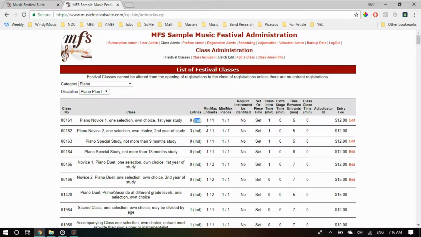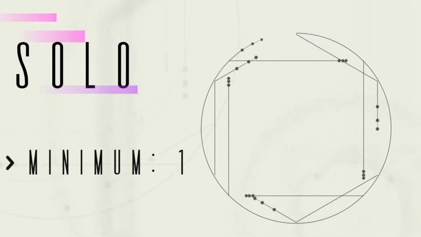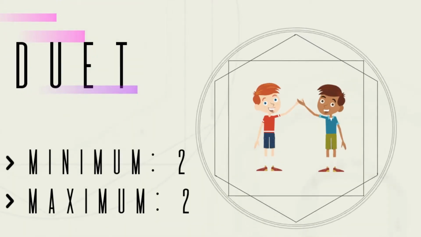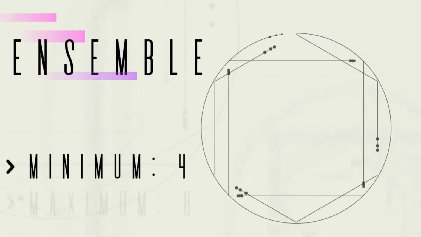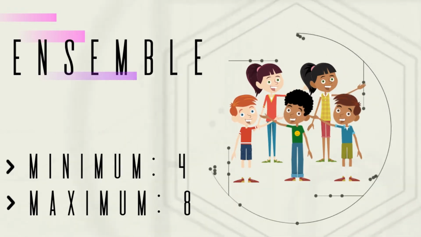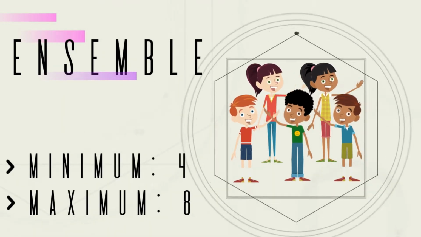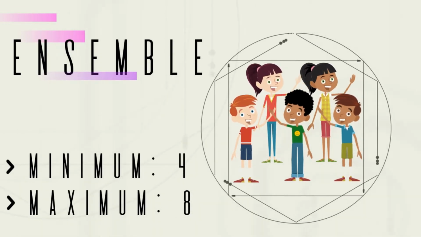The next rule is the minimum and maximum number of entrants. Our software needs to know how many are allowed to enter on the same registration. For example, a solo class would have a minimum and maximum of 1, a duet class would have a minimum and maximum of 2, and a small ensemble class may have a minimum of 4 and a maximum of 8 as an example. The minimum and maximum number of pieces works similarly.